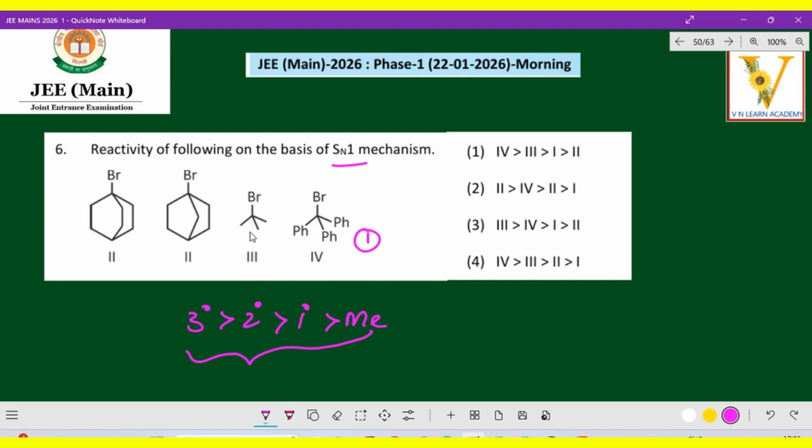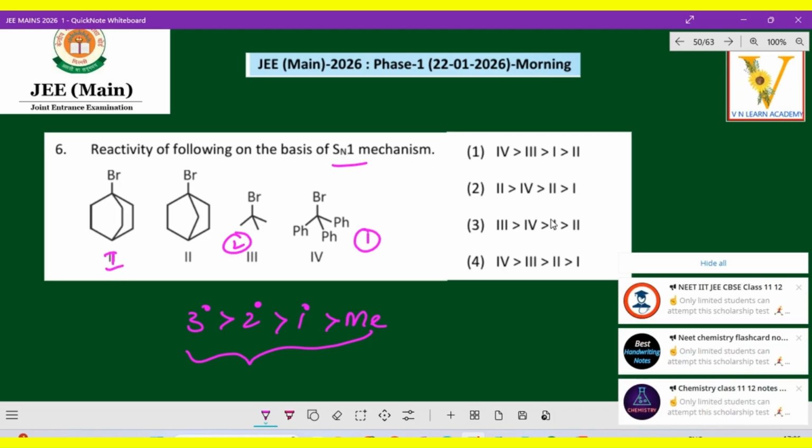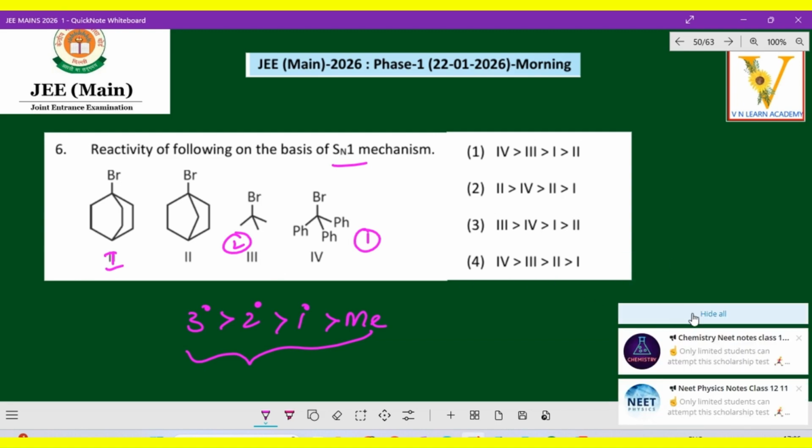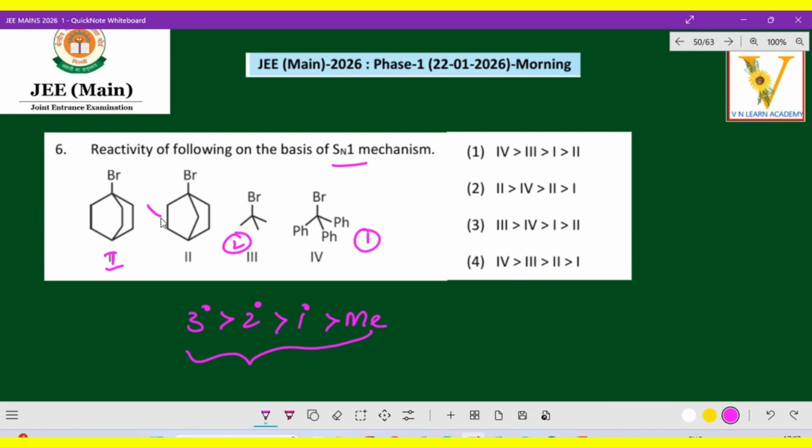The second one has 9 alpha hydrogens available. The next one has a bridgehead carbon available. So this is 1 and this is 2. According to this, this is bigger than this.